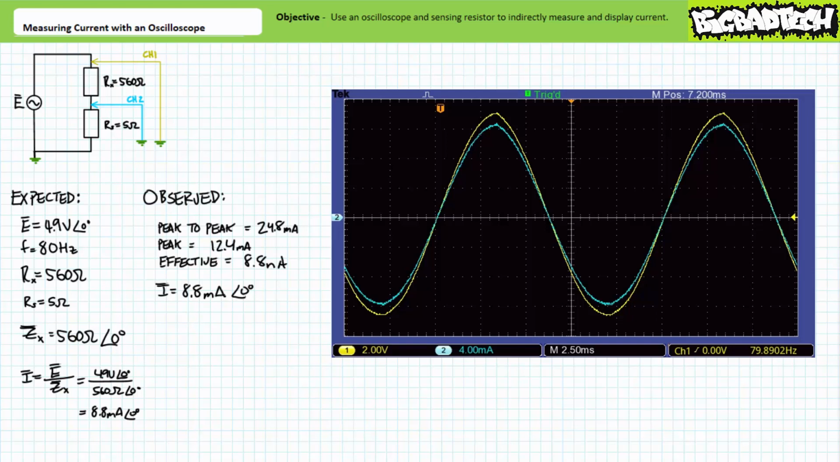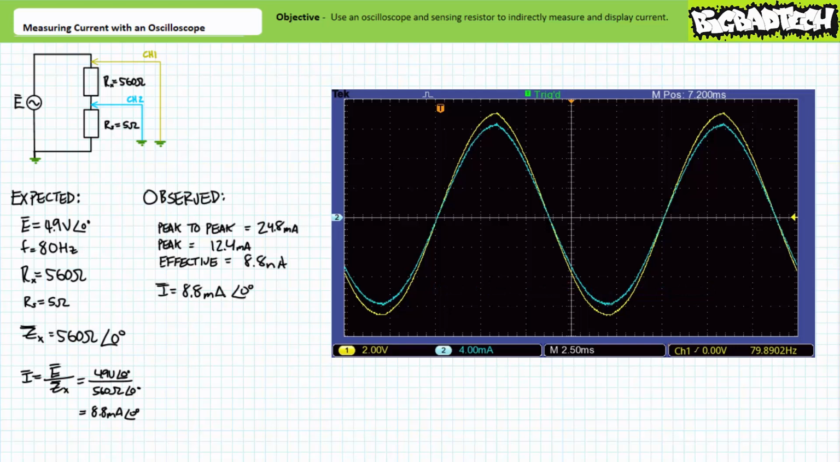Again, note, because we're using the automated transfer function, channel 2 is measuring current. If we assume this waveform to be zero-centered, which it obviously isn't, a 24.8 milliampere peak-to-peak value corresponds to a peak value of 12.4 milliamperes. A 12.4 milliampere peak value corresponds to an effective value of approximately 8.8 milliamperes.